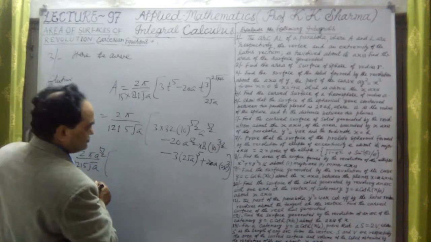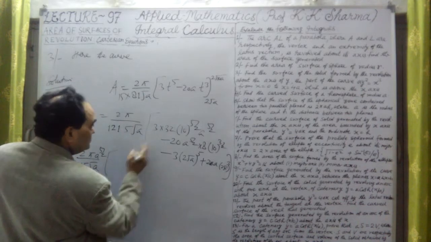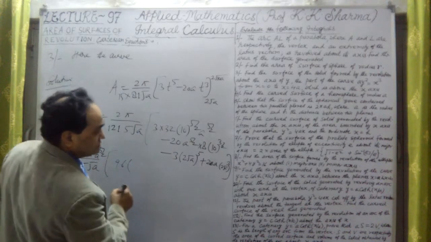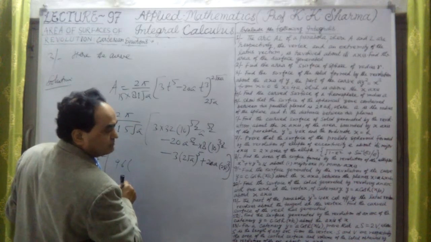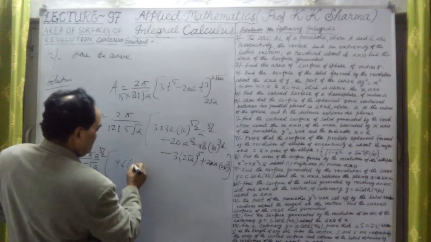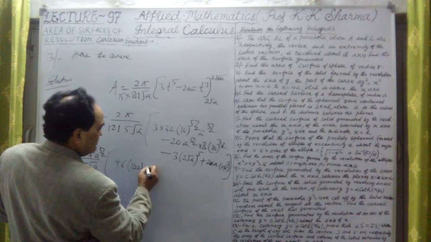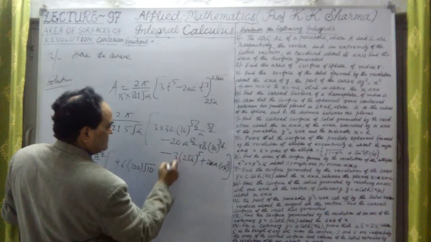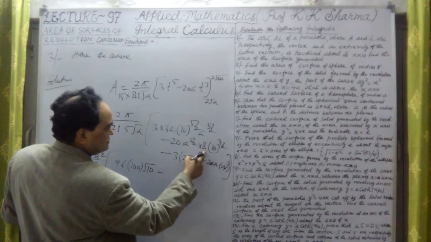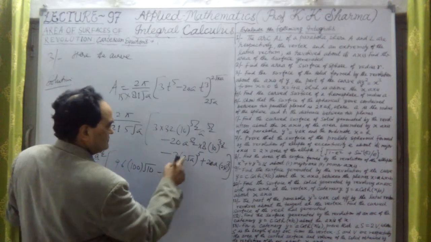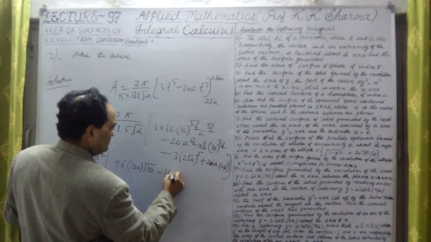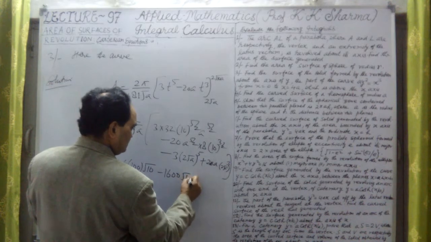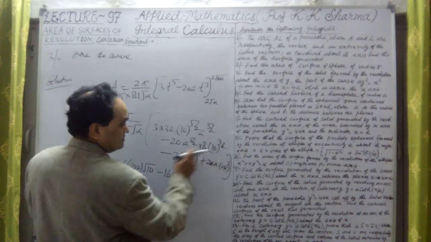Now let me talk about only the numerical values. First is 32 into 3, that is 96, and 96 into 10 raised power 5 by 2. 5 by 2 is 2 and a half, so 10 square is 100, 100 into under root 10. Then minus 20 into 8, and 10 raised to 3 by 2 gives 10 under root 10, so this is 200 into 8, which is 1600, with square root 10 left over.